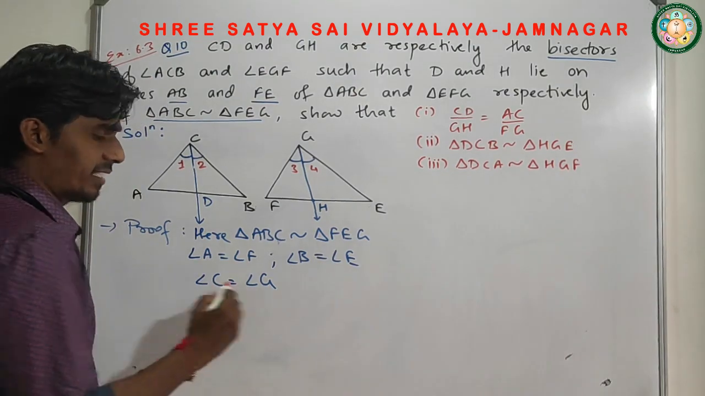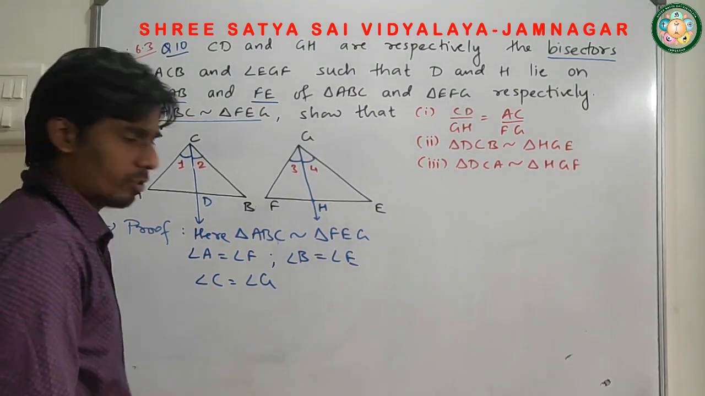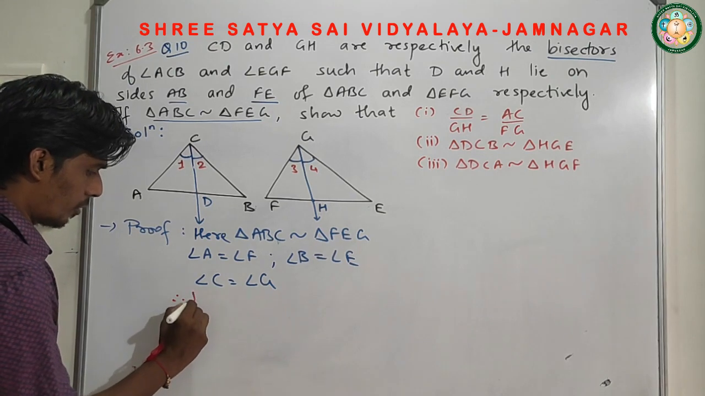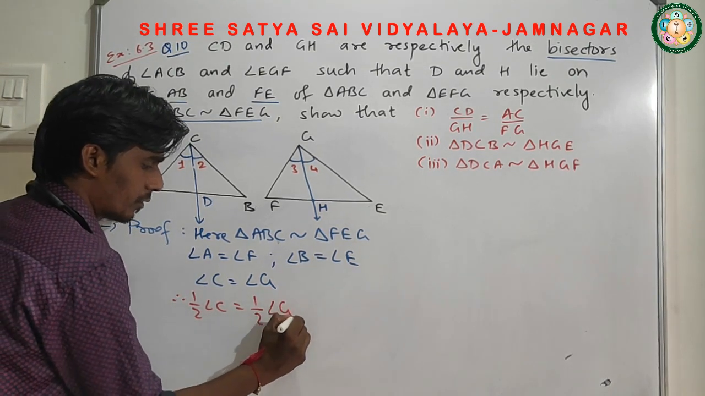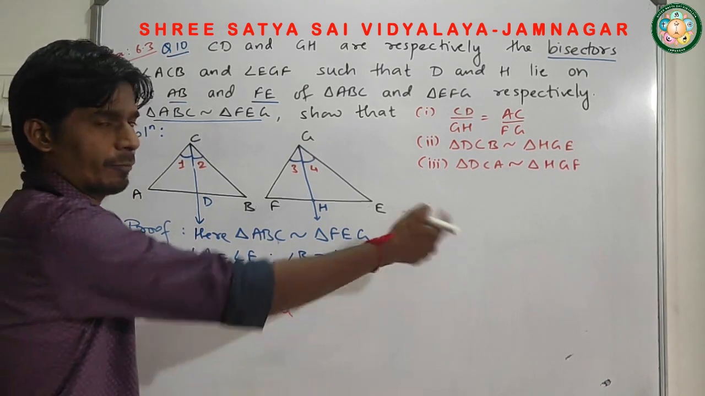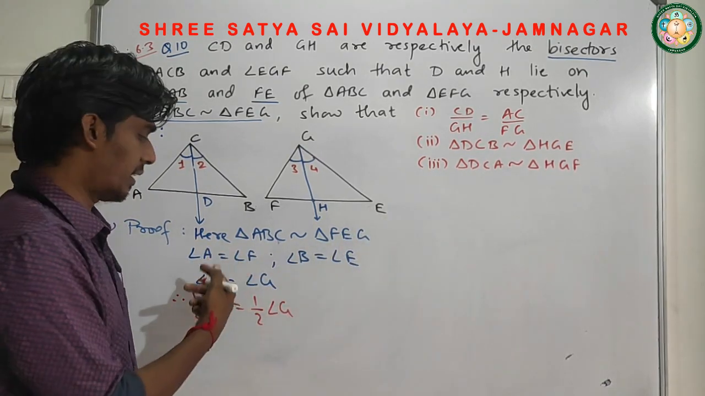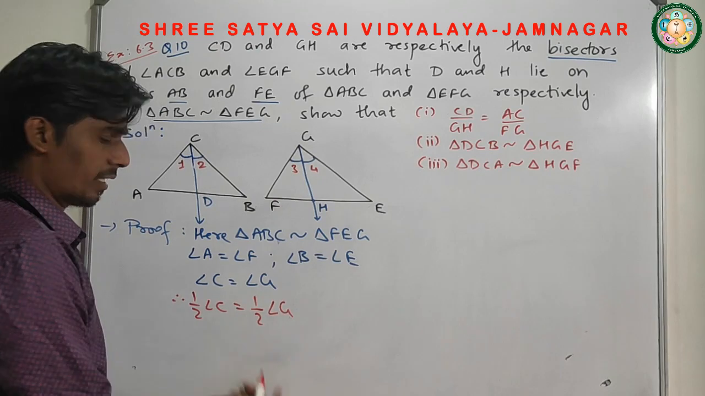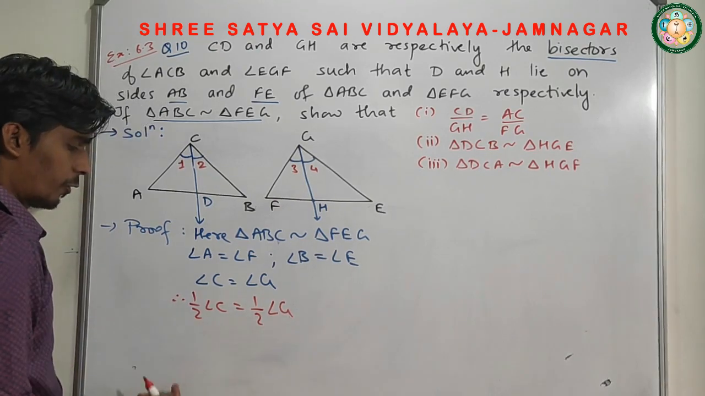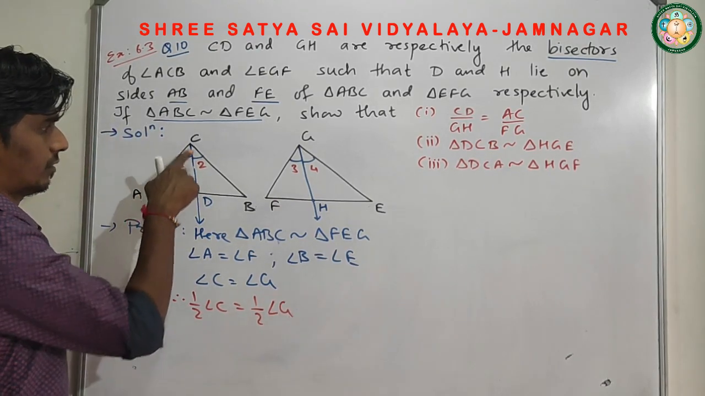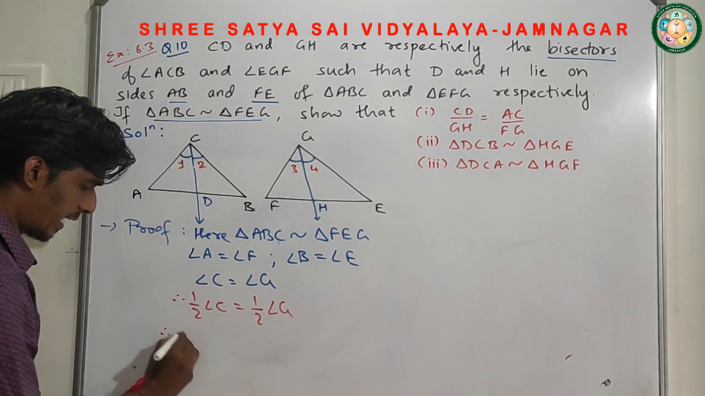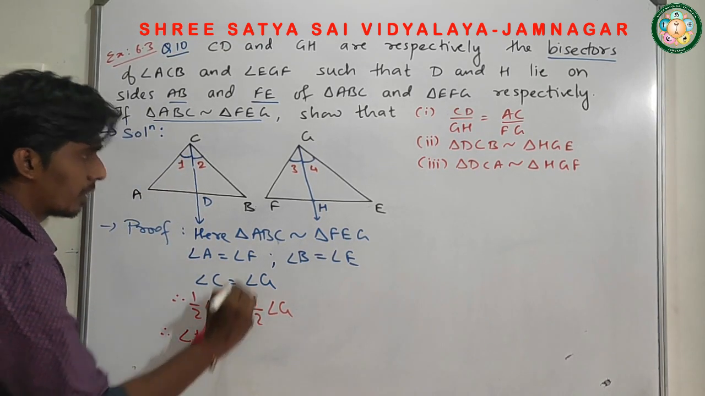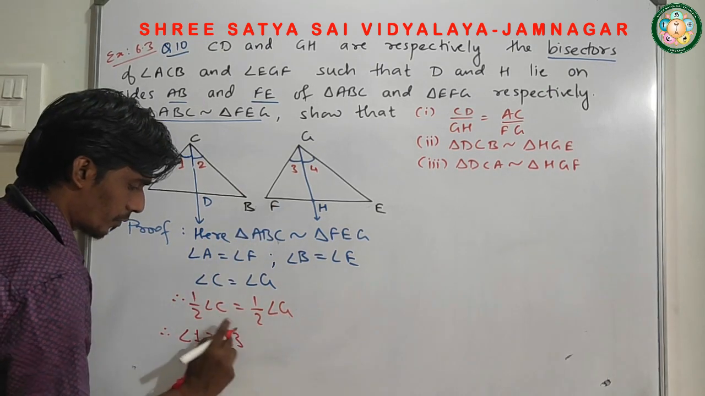Now, if C and G are equal, then the half of the angles are also equal. Therefore, half of angle C is equal to half of angle G. दोनों का जो half होगा 35, they are equal. If C is 70, G is 70, then the half are also equal. Therefore, we can write half of angle C is equal to half of angle G. Therefore, from this I can say angle 1 is equal to angle 3.